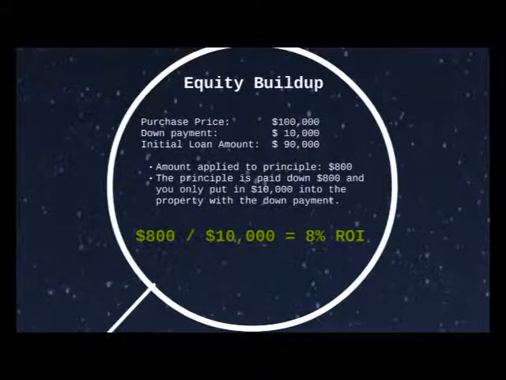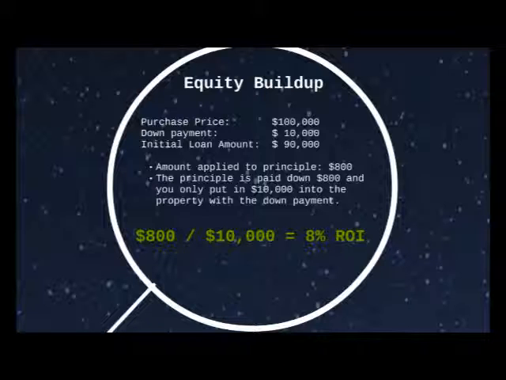Now this one is where, as the tenants pay your rent, you pay the mortgage company with those rents, and that mortgage payment goes towards the principal of the loan amount you just borrowed. Let's say, again, you purchased the property for $100,000. Your down payment was $10,000. So your initial loan amount is $90,000.